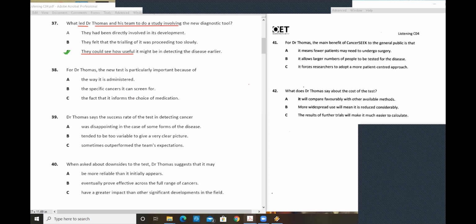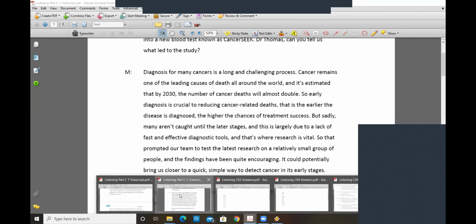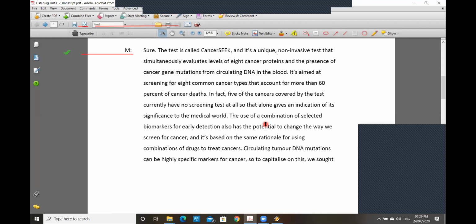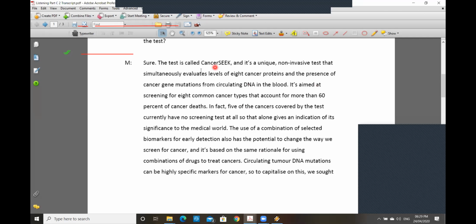Okay, so he was explaining how there are specific cancers which would have otherwise gone undetected. So he was explaining how it is to be done. It is a kit through which it can be done. It is a non-invasive test, and it basically detects the presence of mutations in the blood, but it mainly aims for screening for 8 common cancer types.